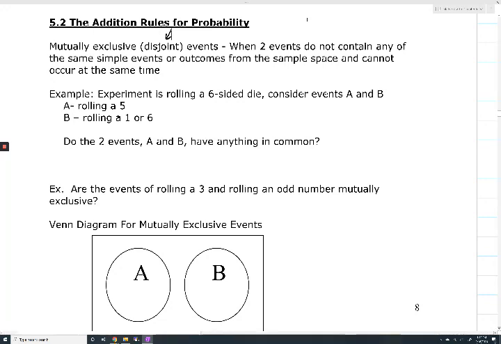So do those two events have anything in common? No, they do not. What about rolling a 3 and rolling an odd number? Are those mutually exclusive? No, they are not mutually exclusive. 3 is an odd number. So because 3 is an odd number, these are not mutually exclusive, which leads down a different path when we start talking about or probabilities.